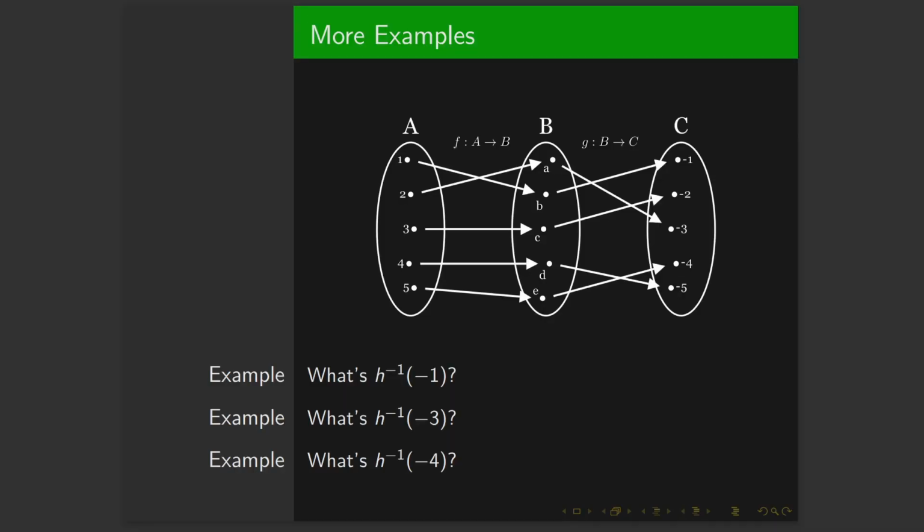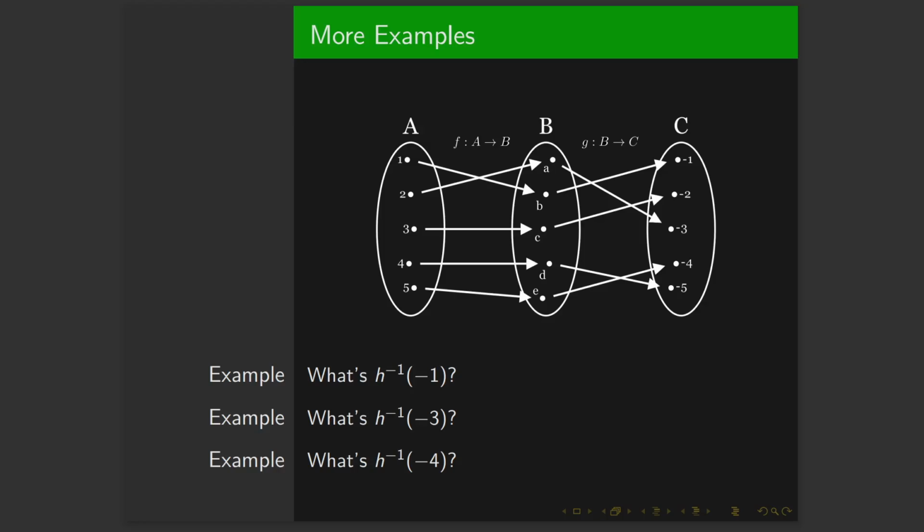So what's h inverse of -1? Well, let's start all the way on the right in C. So we have -1, and then we take the arrow back, because that's what g inverse is. So -1 goes to B. Then we take the arrow back in the opposite direction via f inverse, so B goes to 1. So h inverse of -1 is 1. h inverse of -3, well, -3 goes to A. If we take the arrow back, which goes to 2, so h inverse of -3 is 2.